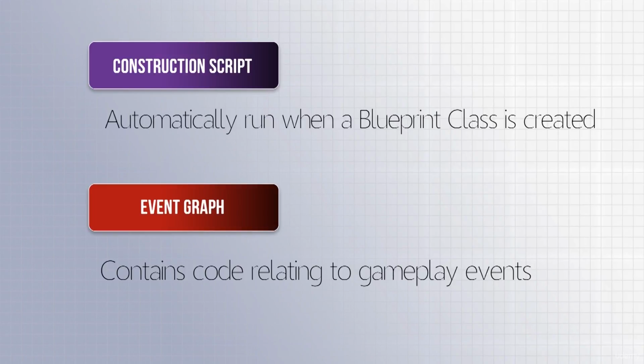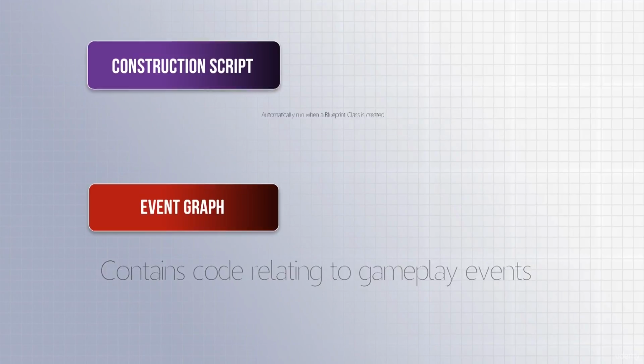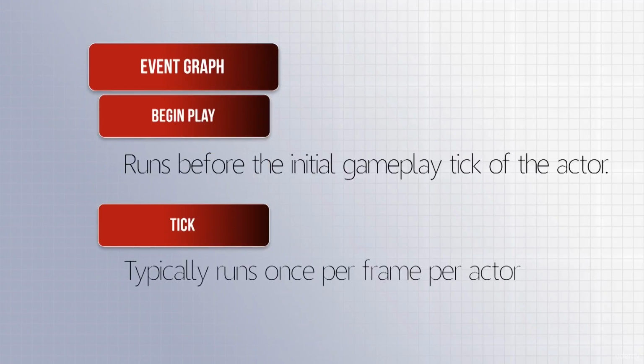Now, within the event graph, you've got two things that are very important that you keep note of. You have begin play, which runs before the initial gameplay tick of the actor. So this is the event that fires the second the game begins, or if the game's already running, it's the event that fires the second that actor enters play.